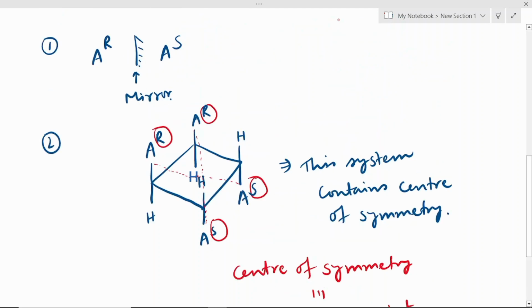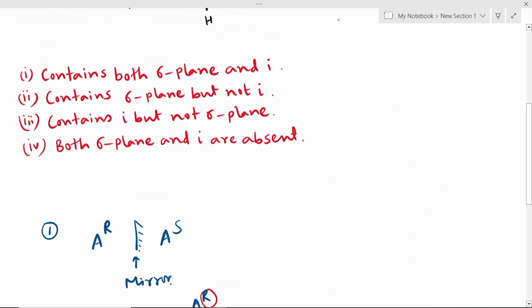So the criterion for a molecule to possess a center of symmetry is this: if we take a point within the molecule and move from the point in equal and opposite direction, and we get the same type of ligands with opposite absolute configuration, that means the compound contains i. So back to the problem.